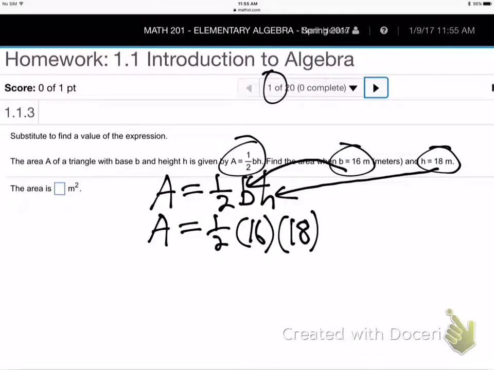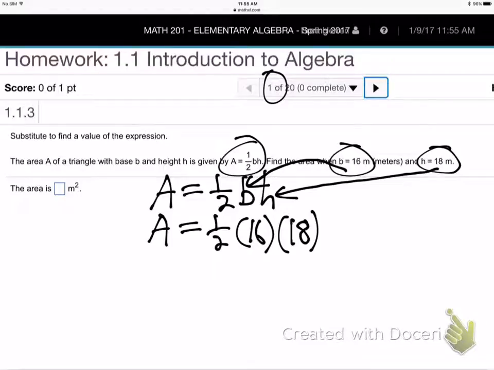Okay, so a half. Now, those parentheses mean times, don't they? And that's what the original formula meant. How do I know? Well, because there was no plus sign or minus sign between the half and the B, and there was nothing between the B and the H. When there's nothing between two items, that means times, doesn't it? So this is times. Now, you can use calculators, homework, tests, everything.